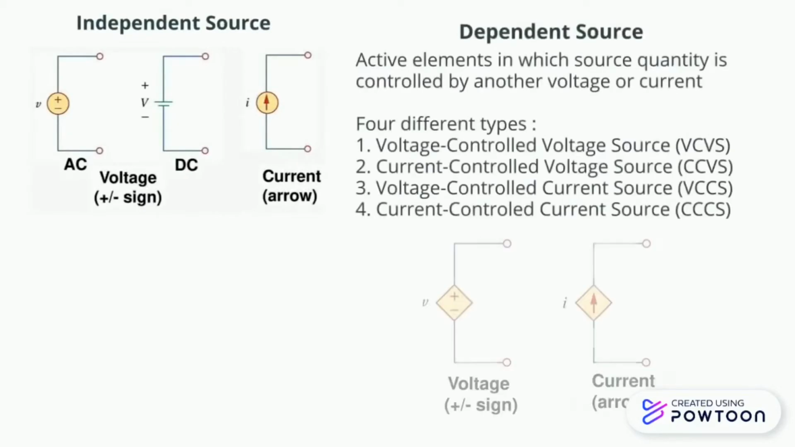A dependent active element is controlled by another voltage or current. They have four different types. First, voltage controlled voltage source. Second, current controlled voltage source. Third, voltage controlled current source. And fourth, current controlled current source.